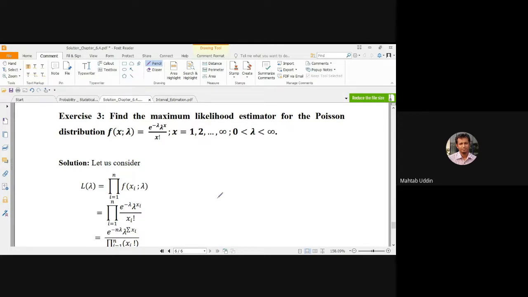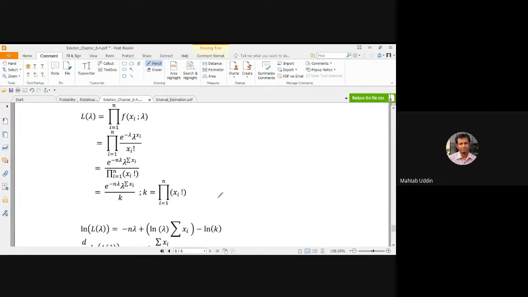This is not an example, this is an exercise. Find the maximum likelihood estimator for the Poisson distribution. Just try to understand this. See this.